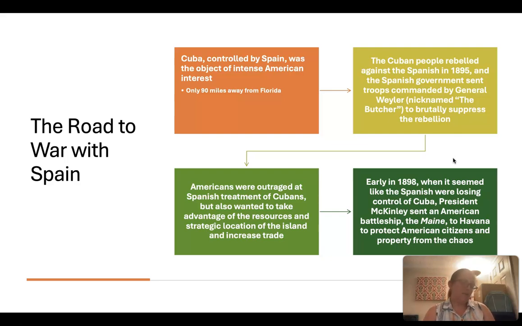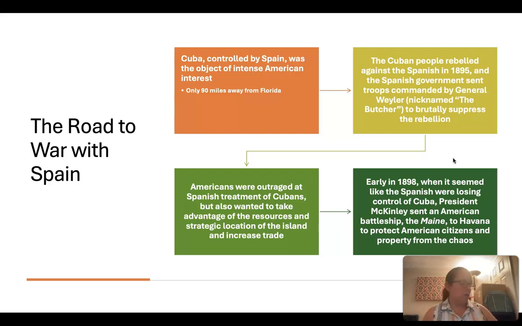But Americans are also self-interested here. American companies are heavily invested in sugar plantations on the island of Cuba. By 1897, the trade that we had going with Cuba was about $27 million a year. And so the U.S. wants to ensure a stable environment for these investments and protect the sugar plantations that are owned by Americans on the island of Cuba.